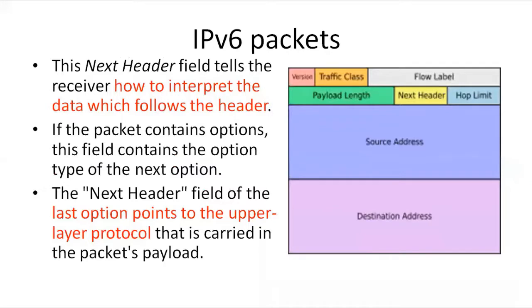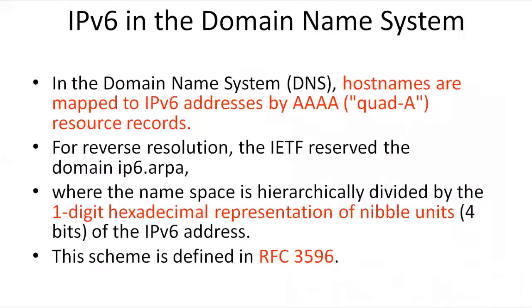How to interpret this? If the packet consists of options, this field contains the option type and the next option. The next header is one of the fields. The next header field of the last option points to the upper layer protocol that is carried in the protocol data. That means these are all different information.